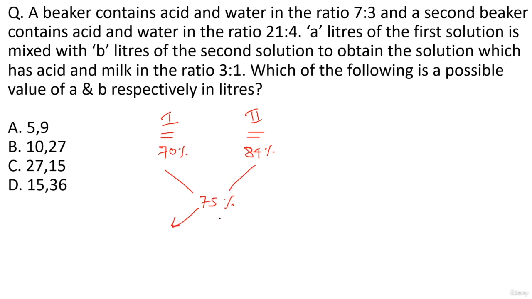Then we would have directly applied the rule of alligation. 84 minus 75 is 9. 75 minus 70 is 5. Okay, 9 is to 5. We could have done it like this, right? If we would have been given the percentages.